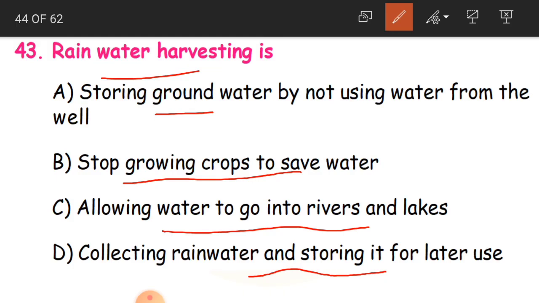Rainwater. These days most of us are encouraging and practicing this one. We are practicing in the sense that we are collecting the rainwater and storing it for future use. Rainwater harvesting is nothing but collecting rainwater and storing it for later use. This is a very good habit. If we have our own houses, it is good to have such a facility where you can store all the rainwater so that we can use it in future.